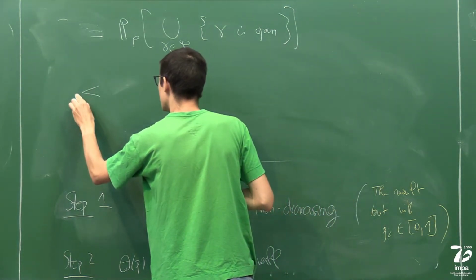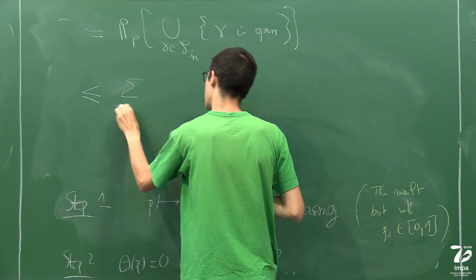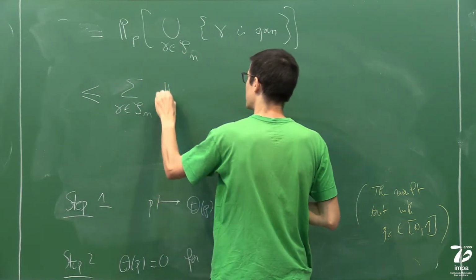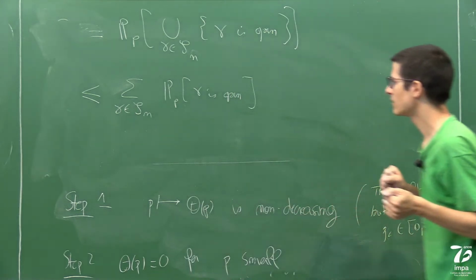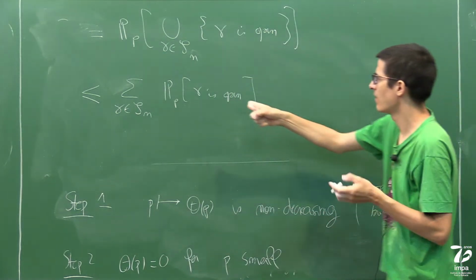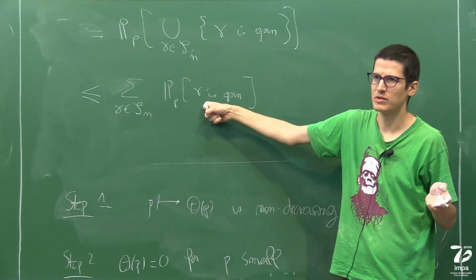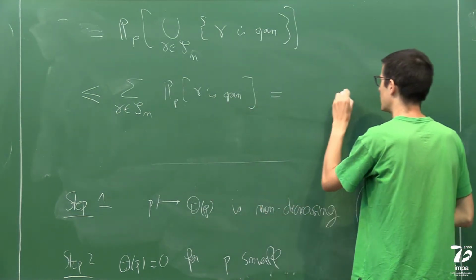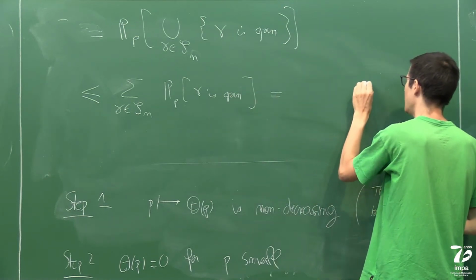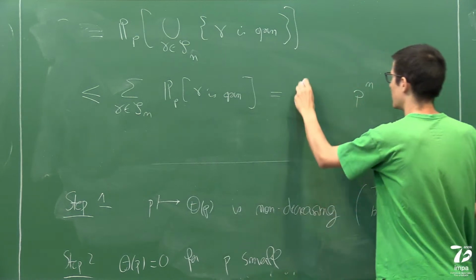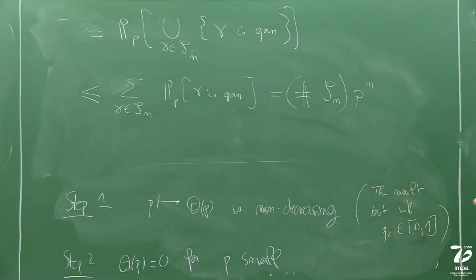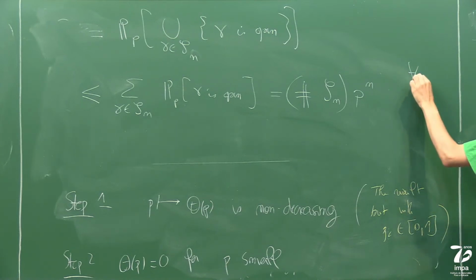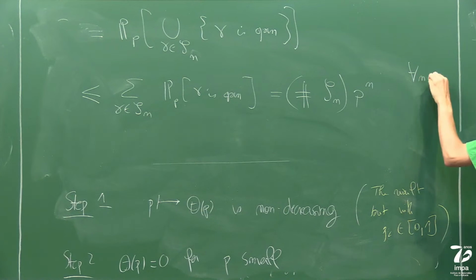Okay, so now this is smaller than the sum over gamma in S_n of P(gamma is open). Okay, and well, here I'm asking for n distinct edges to be open. So this is just p to the n. Well, it does not depend on gamma, so what I get is just this. Okay, and this is true for all n larger than 1.